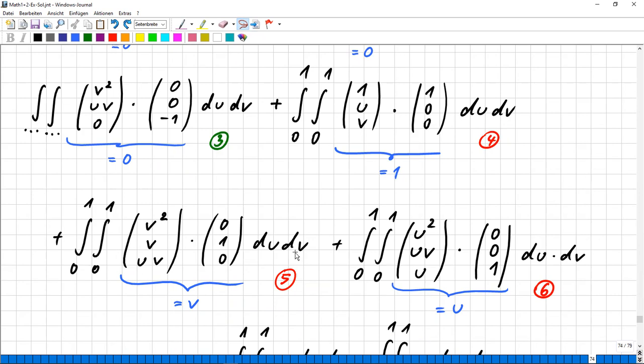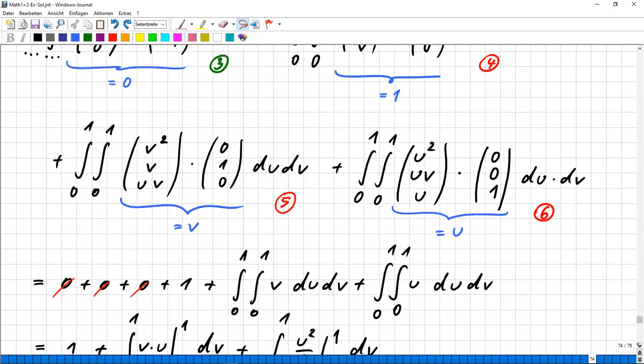And analogously, let me shorten this. The same holds for face number 6. Here the field vector is u squared, u, v u for similar reasons as before, and the normal vector points upward. And we have a contribution due to the third component only, which is then u times 1. So the contribution is u. And this also has to be integrated over u and then over v.